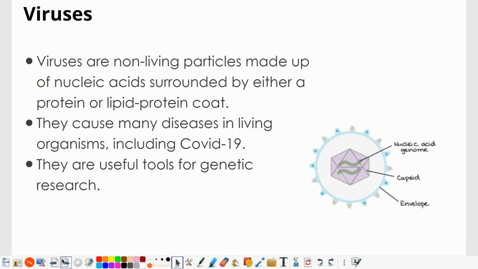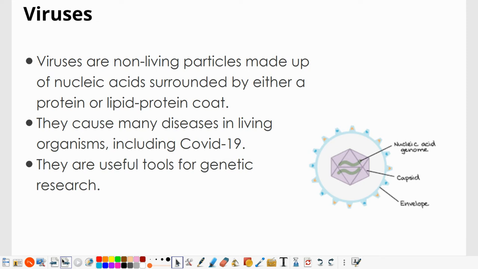In many respects, that's why we humans have a hard time dealing with viruses. We can't cure the common cold. We can't cure the common cold because how do you kill something that's not living? It's a conundrum. It's a regular mystery. It's an enigma. So viruses are non-living particles.